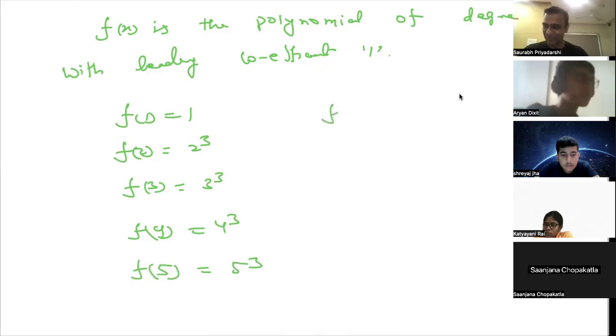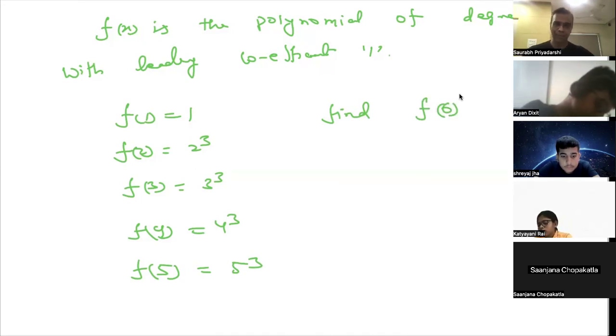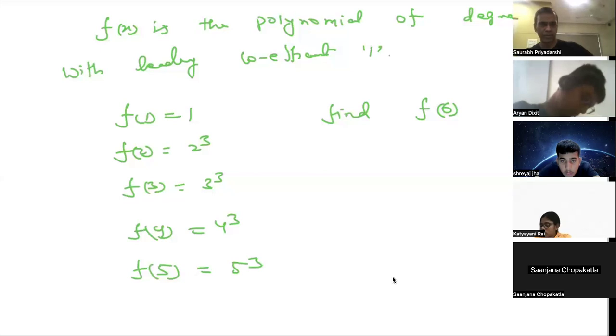Find f of 6. Do it fast. Solve it, solve it. Very good, Kavyan. Very good, Rishabh.